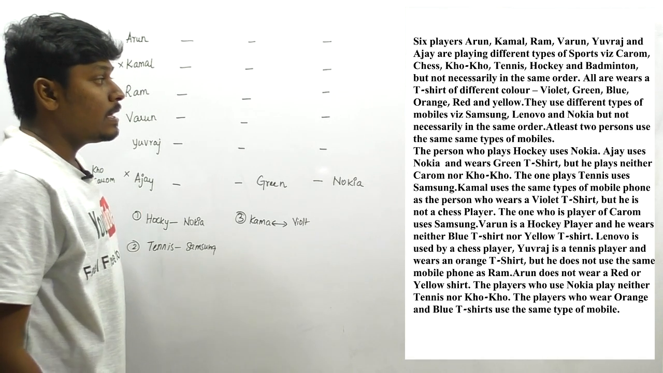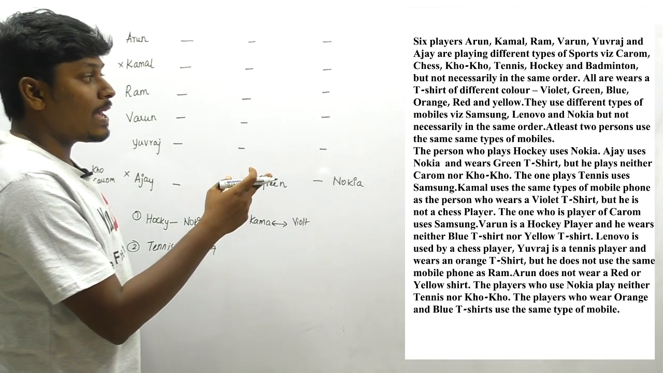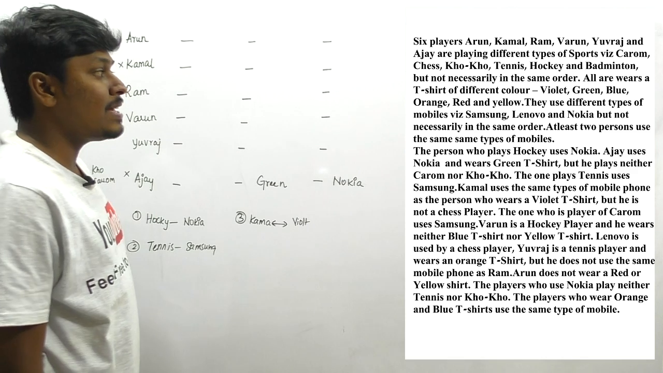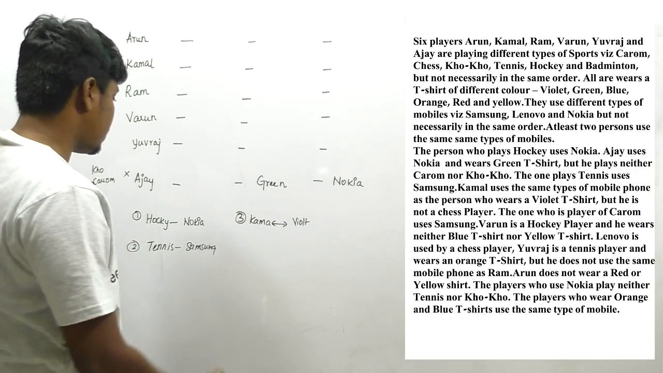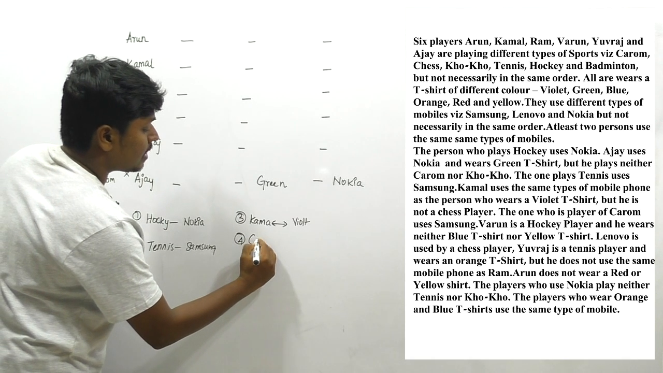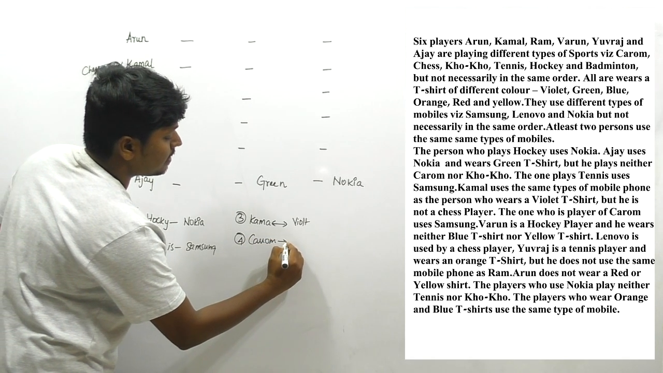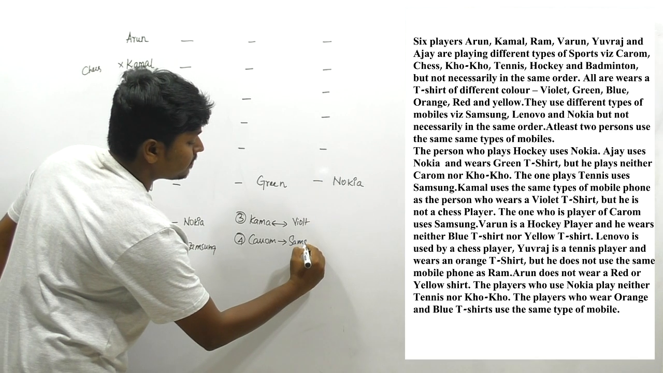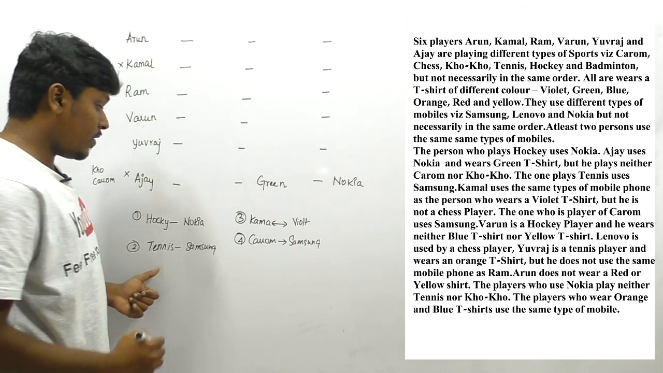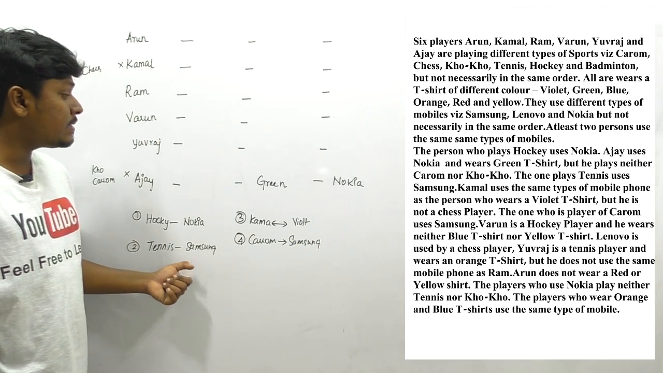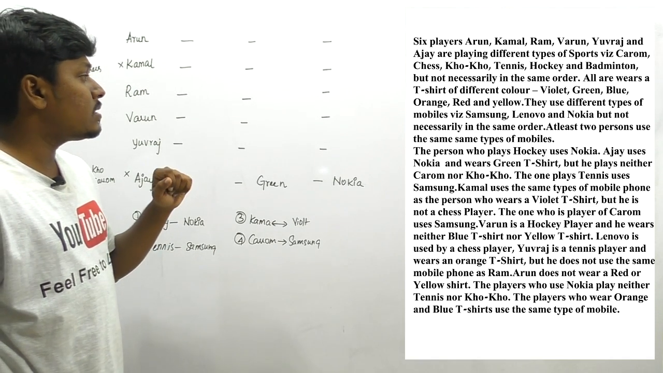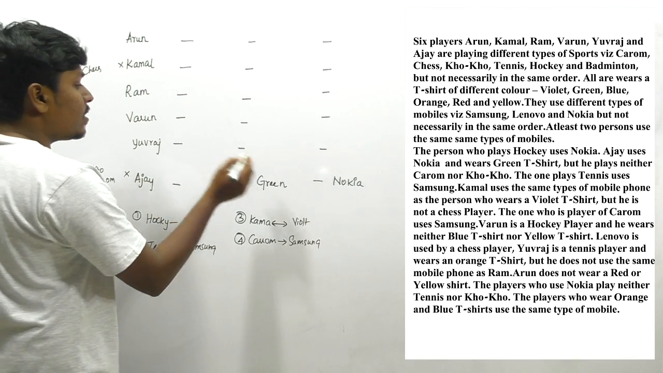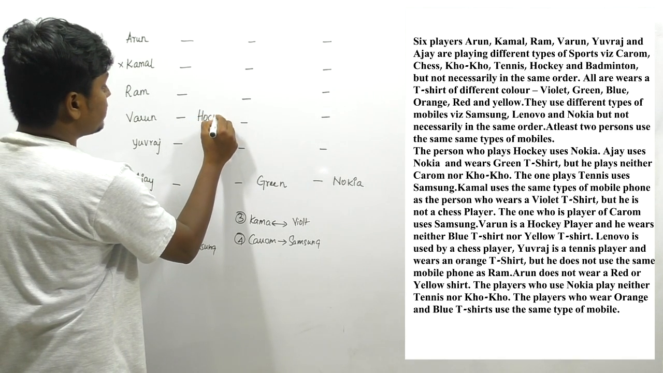The one who plays Carom uses a Samsung. Friends, they have said that the person who plays Carom uses Samsung, so let me fix it here. We already know that the person playing tennis uses Samsung, but still we can't fix anything. Okay, Varun is a hockey player. They have given that Varun is playing hockey.